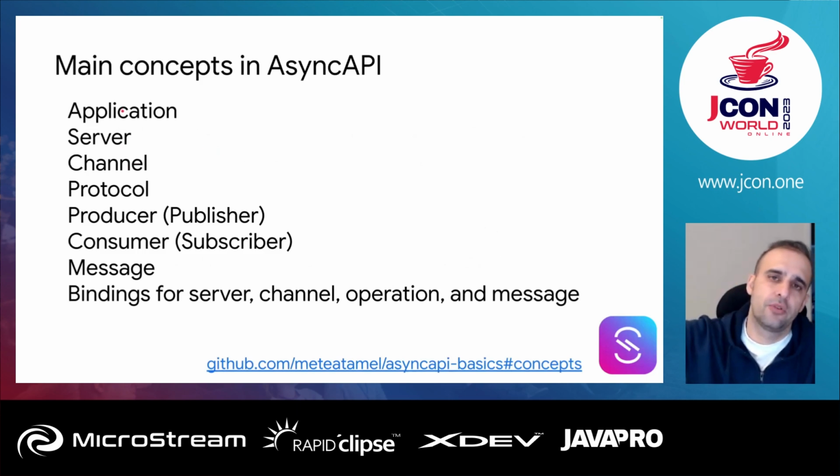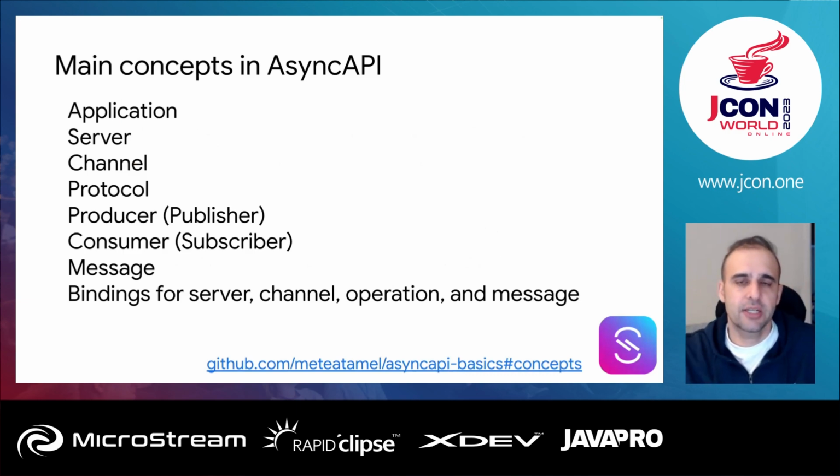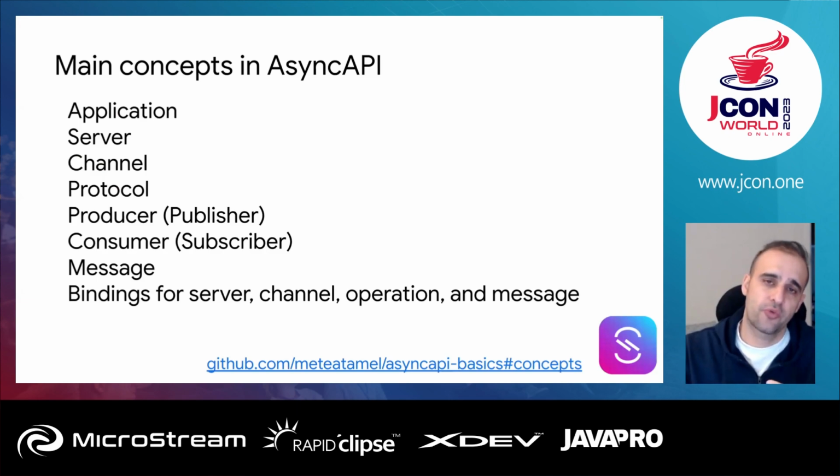So at the top level, you define your AsyncAPI application. So that's basically your top level application. Then underneath, you define how do you talk to that application, and you do that via a server and a channel and a protocol. So the server defines the main, basically the main protocol that you can use to talk to the application. Then the channel has basically different ways of talking to that server.